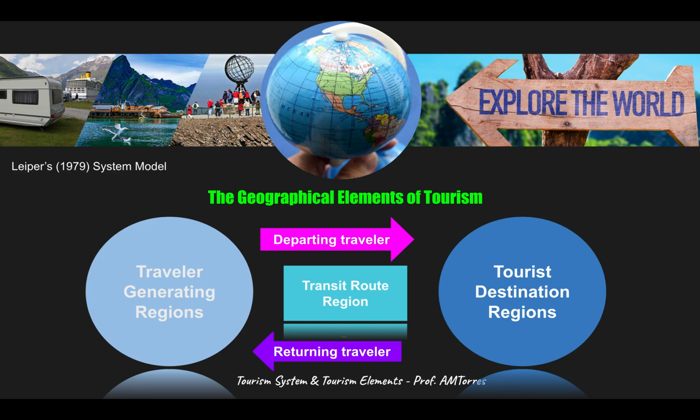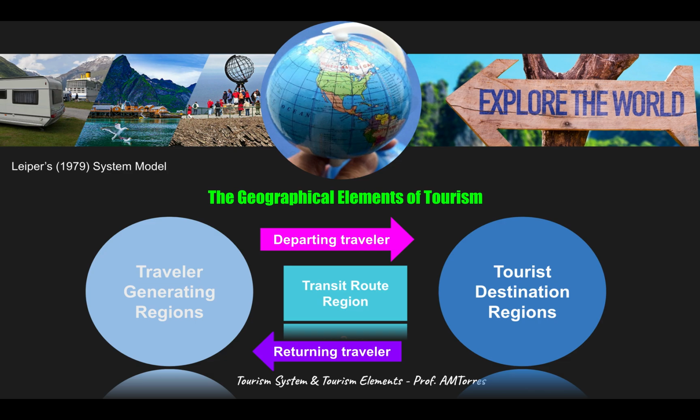Now, at the middle of the two arrows is what we call the transit route region. What is this transit route region? This transit route region means that there is an in-between space during the action. Okay, there is an in-between space, meaning that along the way to the tourist destination region, there is a path that connects the point of origin to the destination.